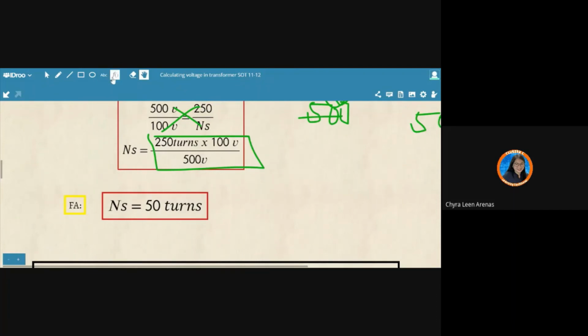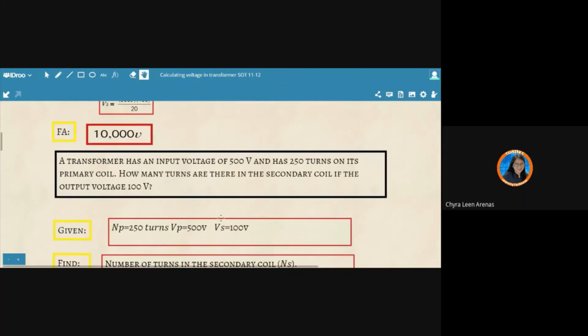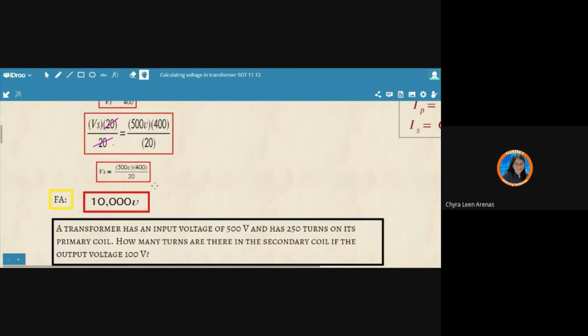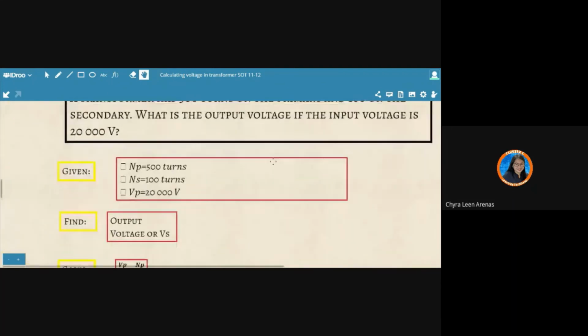Okay. Why does it become 50 turns? Voltage cancelled, same sign, cancel. And the one that was left behind is turns. Same goes for the first problem that we have. The one that we have is only voltage, because turns and turns divided together will be cancelled. Okay? And let's proceed to the third example.